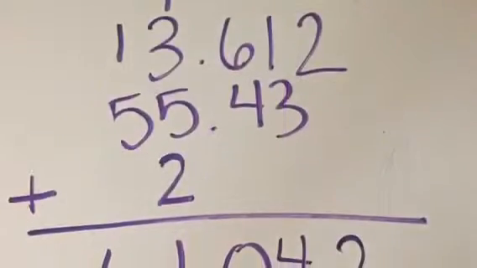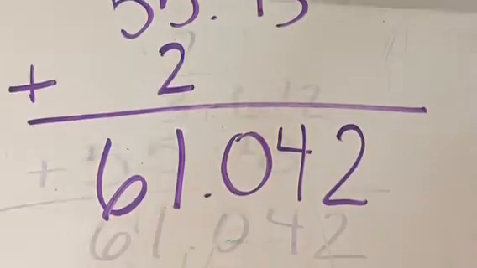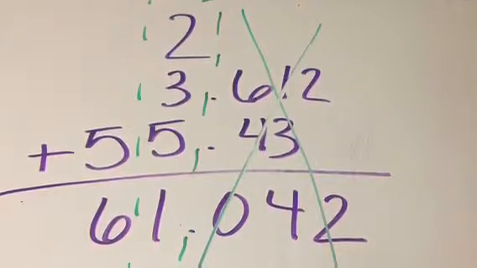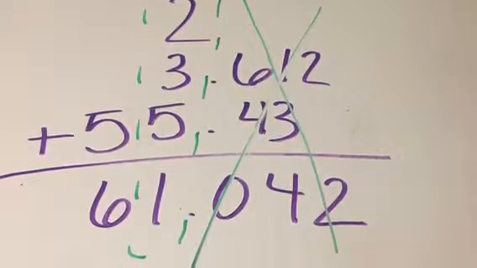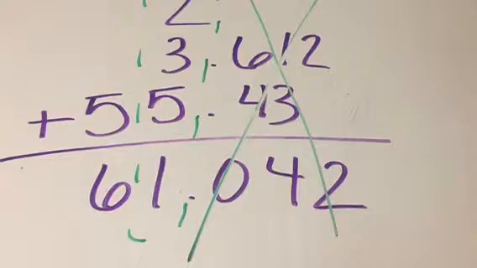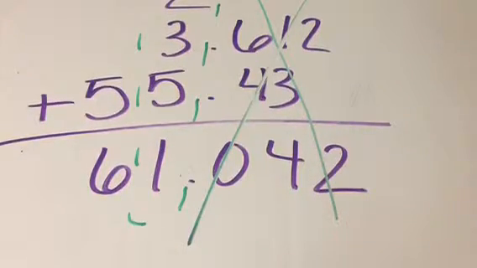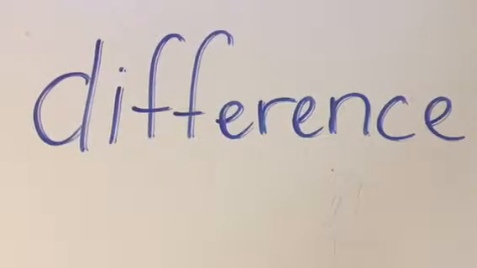Okay, let's do another one. 3.612 plus 55.43 plus 2 will end up being 61.02. However, if we do the same thing as we did before, you'll see that in the last column where all the numbers are, the answer actually ends up being 61. You want to look in the last place all the numbers are to find the sig figs for sum and difference.